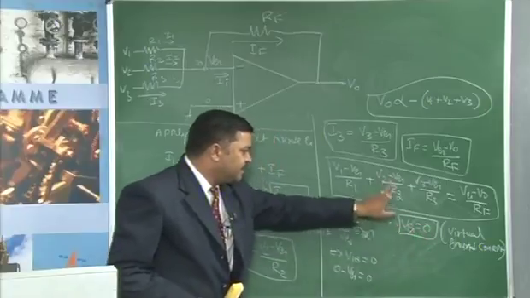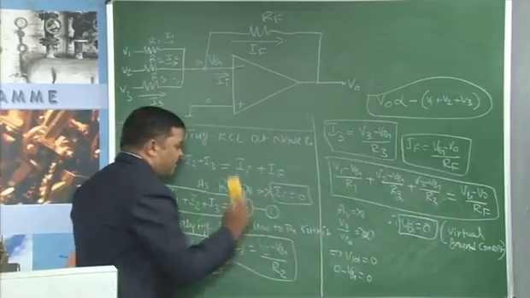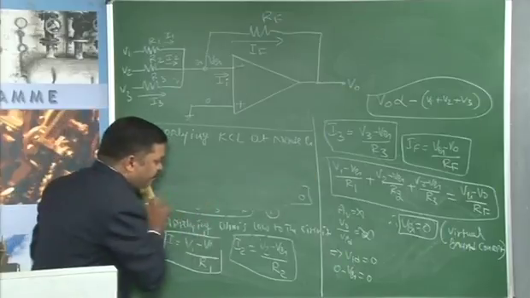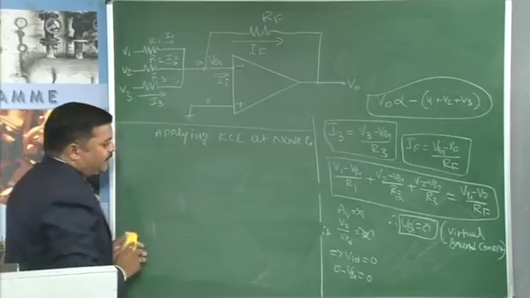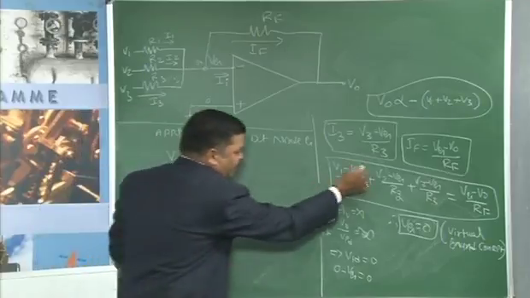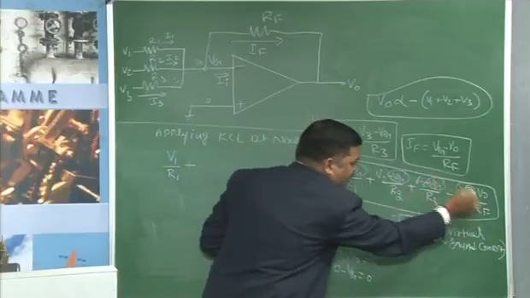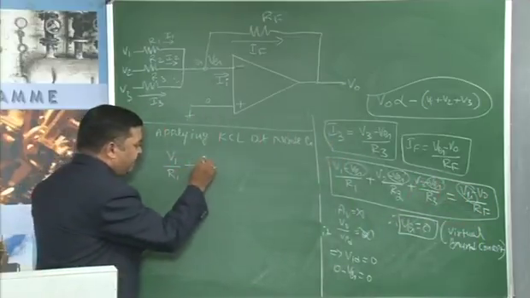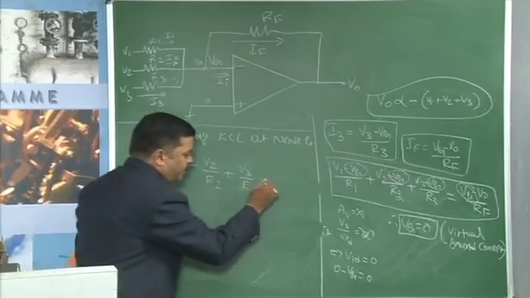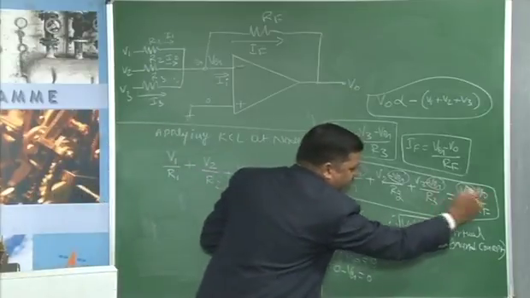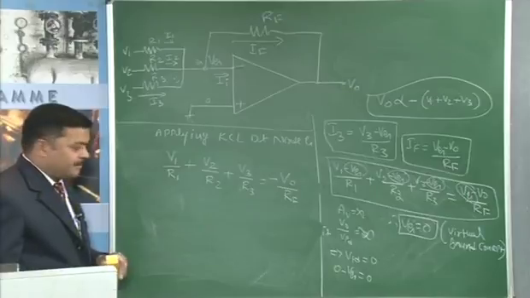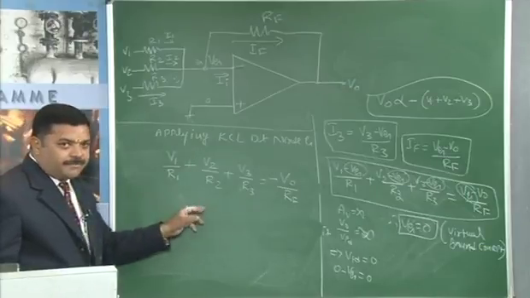Let us substitute Vg equal to 0 in this equation. Therefore, V1 divided by R1 plus V2 by R2 plus V3 by R3 is equal to, on the right hand side, minus V0 by Rf. In all these cases, Vg is 0.